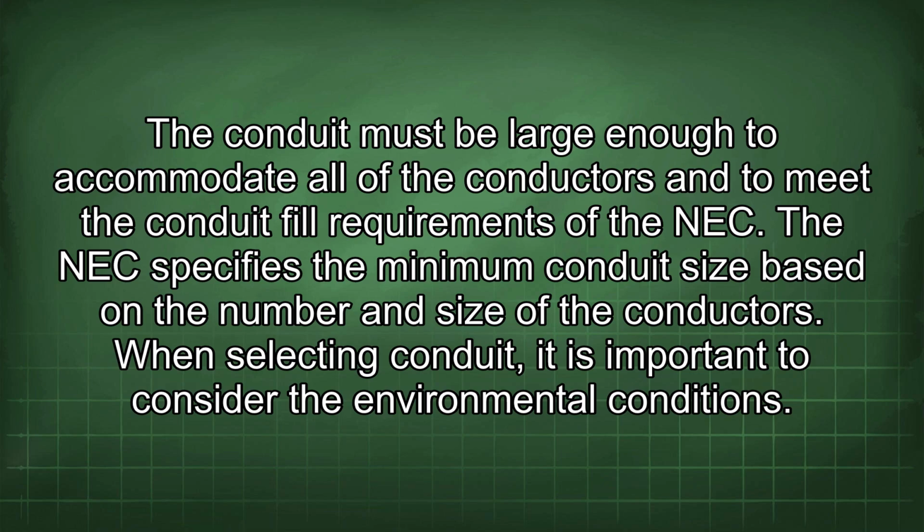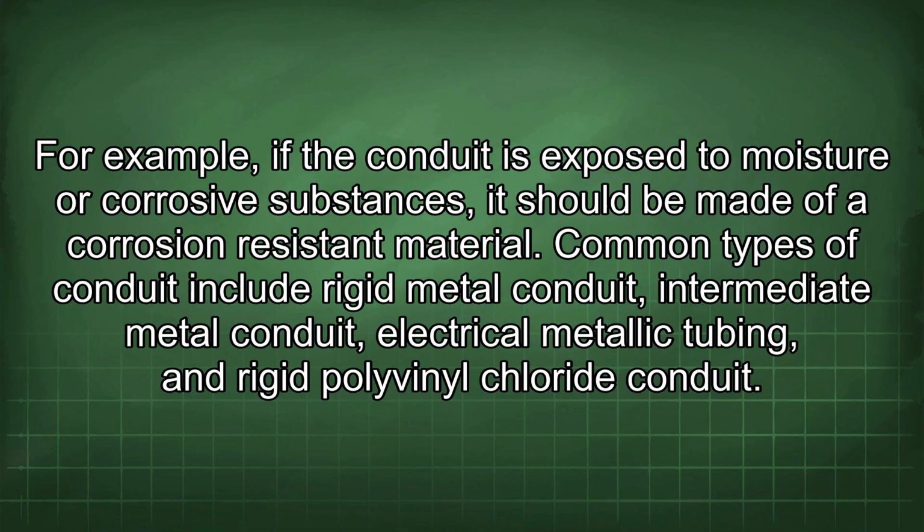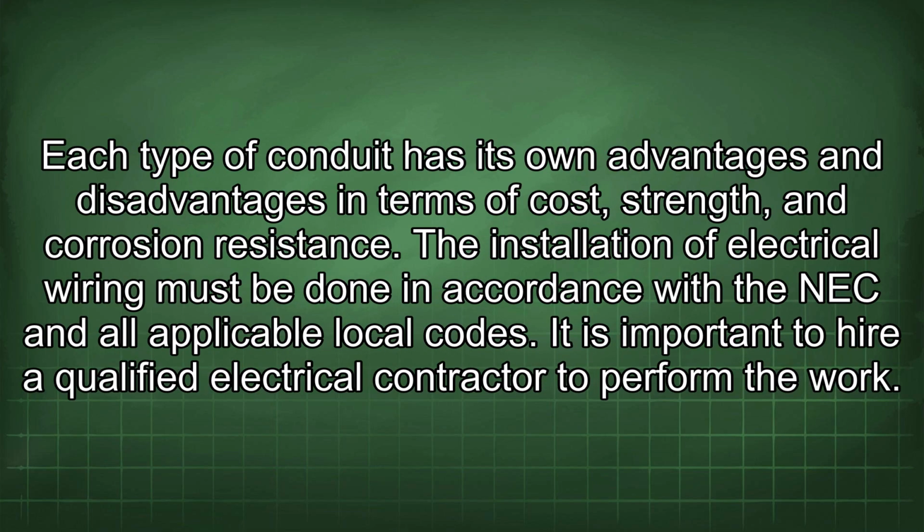When selecting conduit, it is important to consider the environmental conditions. For example, if the conduit is exposed to moisture or corrosive substances, it should be made of a corrosion-resistant material. Common types of conduit include rigid metal conduit, intermediate metal conduit, electrical metallic tubing, and rigid polyvinyl chloride conduit. Each type of conduit has its own advantages and disadvantages in terms of cost, strength, and corrosion resistance.